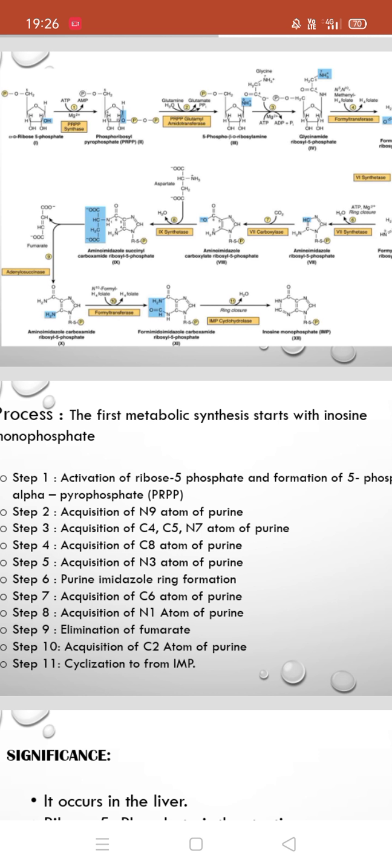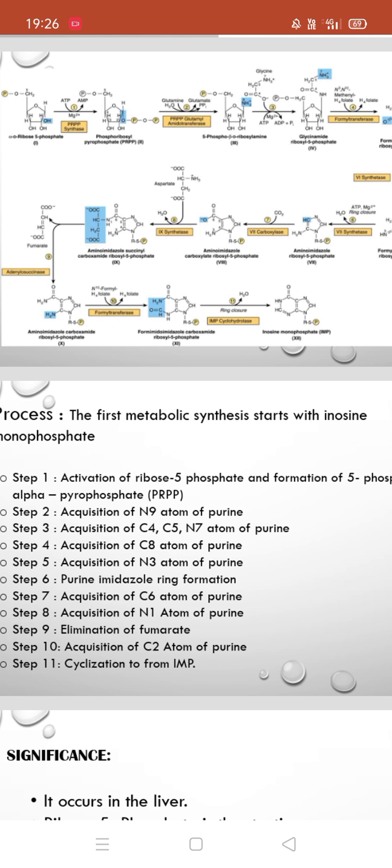glycinamide ribotide transformylase enzyme. Step 5, acquisition of the N3 atom of purine. The amide nitrogen of a second glutamine is added to formylglycinamide ribotide in an ATP-dependent reaction to form formylglycinamidine ribotide with the help of the formylglycinamidine ribotide synthetase enzyme.